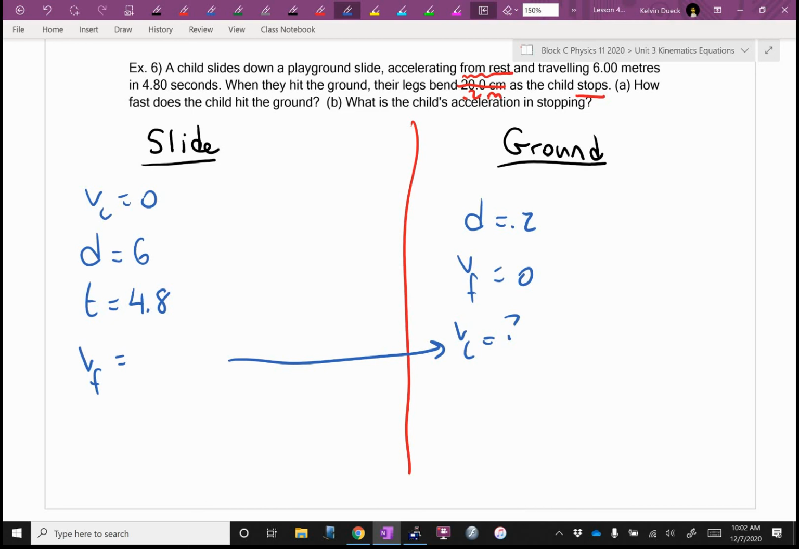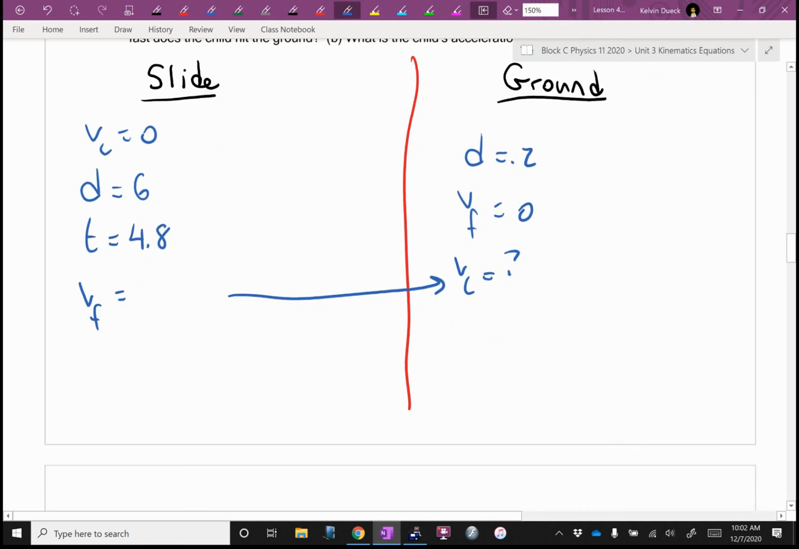I'm going to realize, first of all, I can't solve on the ground side. I only got 2 things. I got 3 things on the slide side. And how fast I'm going at the bottom of the slide, V final bottom, must be V initial impact, because that's the transition point. Cool. Okay, so now A said, find V final.